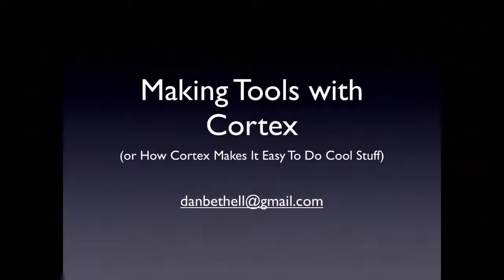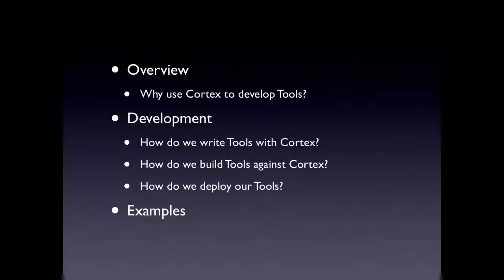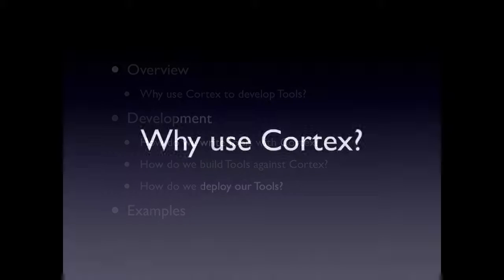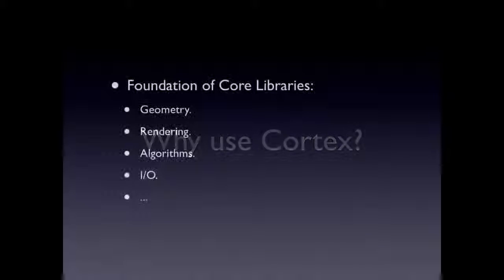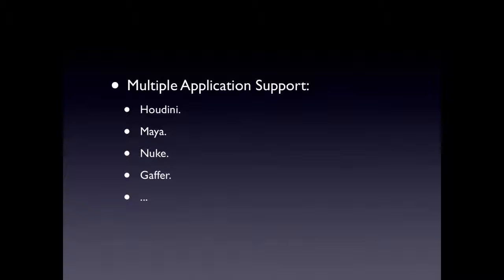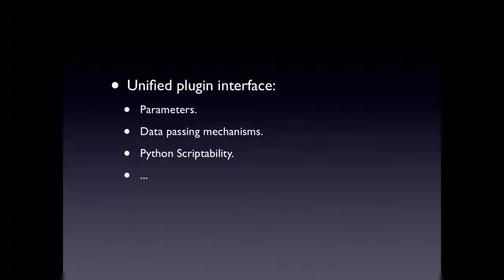Just a quick overview of why we use Cortex to develop tools, how to write a tool with Cortex, how to build tools against Cortex, and how to deploy the tools. So why use Cortex? Well, because of all the elements that we already talked about beforehand, except the multiple applications. And importantly, it has a unified plugin interface that gives you parameters, a data processing mechanism, and Python scriptability.